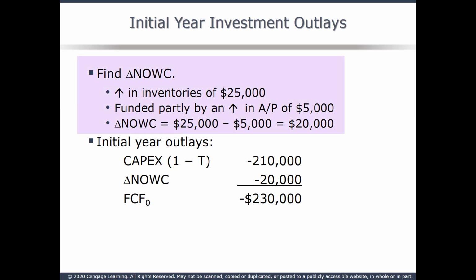The net change in net working capital considers the increase in inventory as a use of cash netted against the increase in accounts payable as a source of cash, for a net change of $20,000. The initial outlay, $280,000 after tax, is 280 times 1 minus 0.25 equals $210,000. Net change in net working capital, $20,000. So the total outflow at time zero, $230,000.